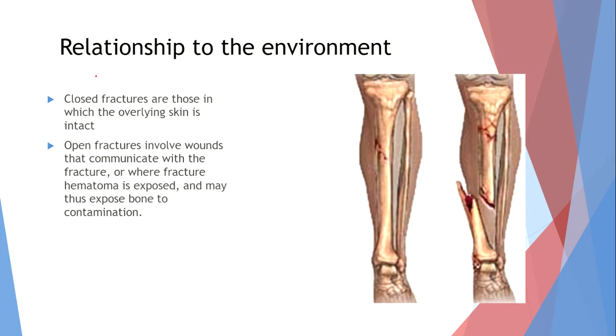Relationship to the environment. Closed fractures are those in which the overlying skin is intact. Open fractures involve wounds that communicate with the fracture, or where fracture hematoma is exposed and may be thus exposed bone to contamination. If we say it in simple words, if we have ruptured skin, so this is open fracture. If overlying skin is intact, so it's closed fracture.